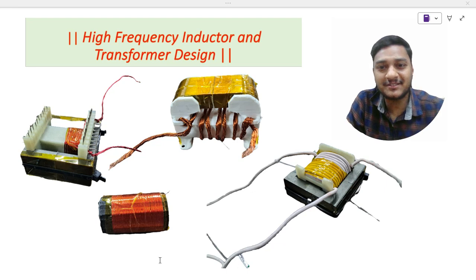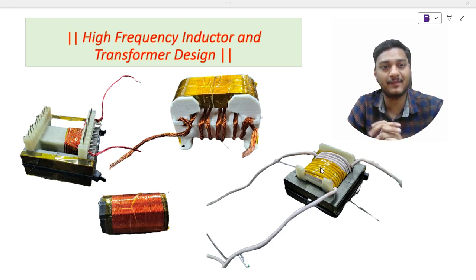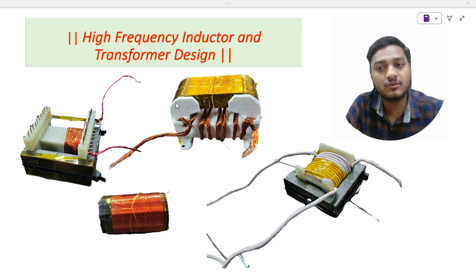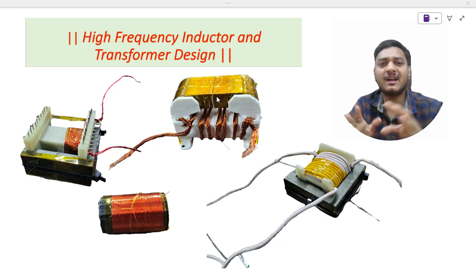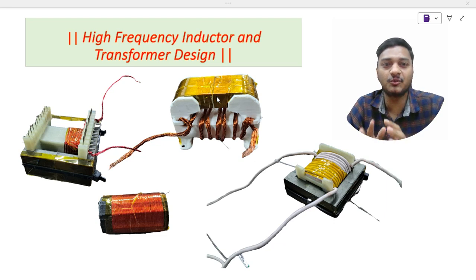Now you can see on my screen a few inductors. This is one inductor, this is an air core inductor, this is another inductor, and this is one of the transformers which I have made by my hand. So it is very easy to make. What things should we know? Basically which core to use, which wires to use, how to calculate the wire, which core we should have, what the different types of cores available are, and how we can compute these things.